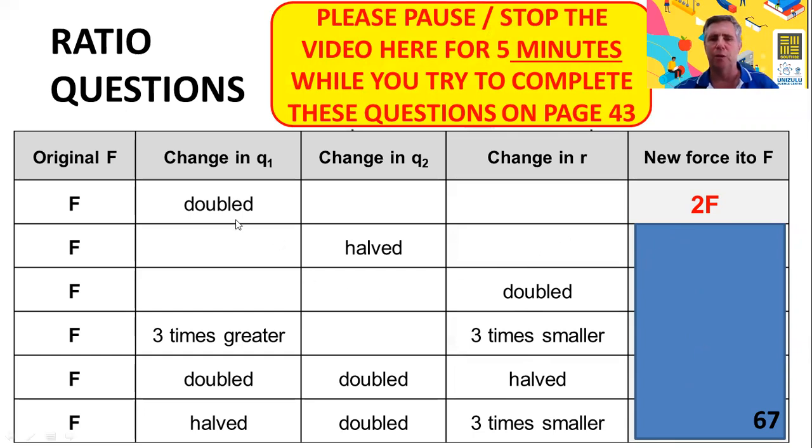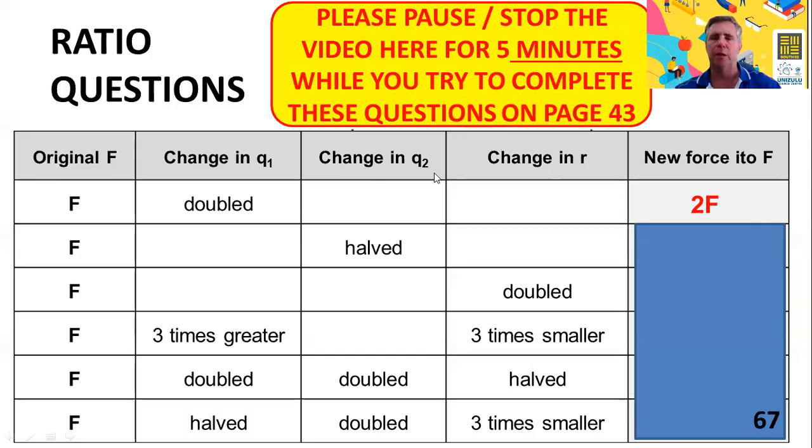So in this case, we're telling you what change there is in charge Q1, what change in Q2, and what change in R, the distance between their centers. What we want you to do is to say, what is the combined effect of these changes on the force? So for the first one, if you double Q1, we'd say that F would become 2F. So please take 5 minutes to try to complete these, and then I will give you the answers.